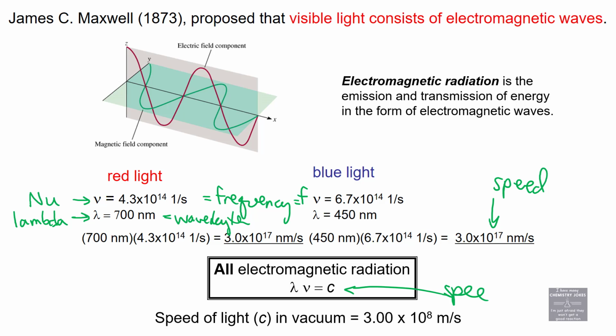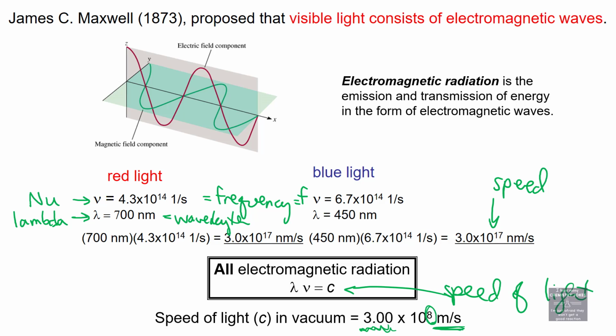Speed. Again, this is not just visible light. This is all energy traveling as waves. Remember, that's what light is. So we will also see the unit in meters per second sometimes. Note that the initial value is the same. The only thing that changes is the exponent.